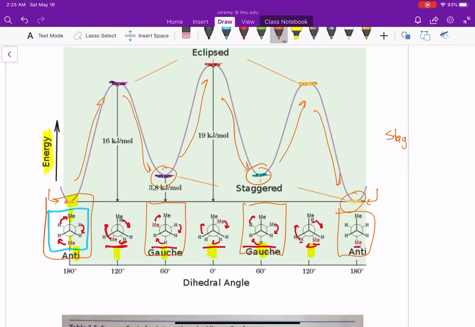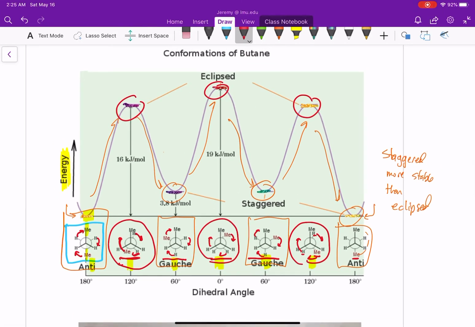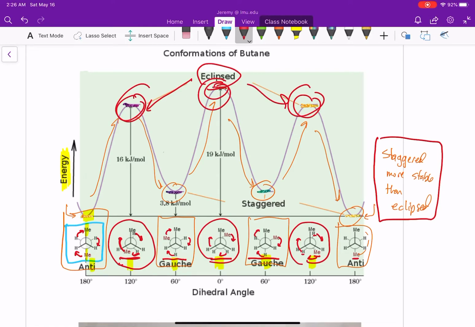So what we're going to see is our staggered Newman projections, where there's lots of space in between, are more stable than eclipsed. So these structures in red, where the methyls and the hydrogens are directly behind each other, those are higher in energy. Those are eclipsed conformations, when the groups are directly behind each other. So staggered is always more stable than eclipsed. So here are our eclipsed conformations, here, here, and here. So the first thing we see from this diagram is staggered is more stable than eclipsed.